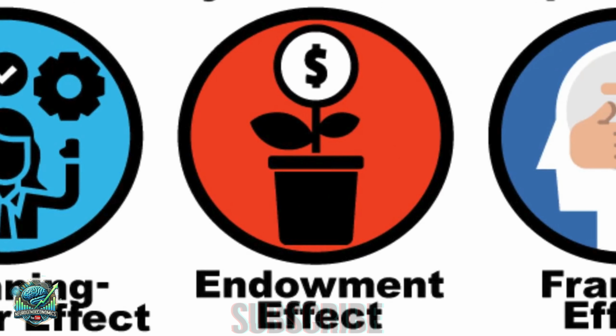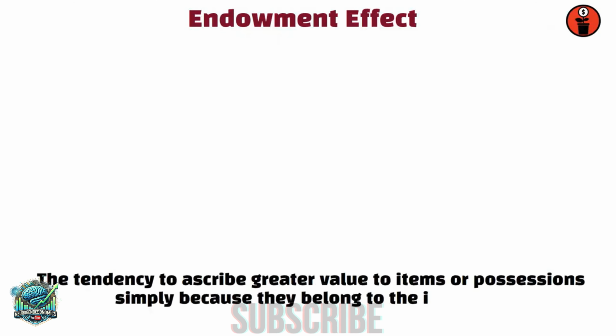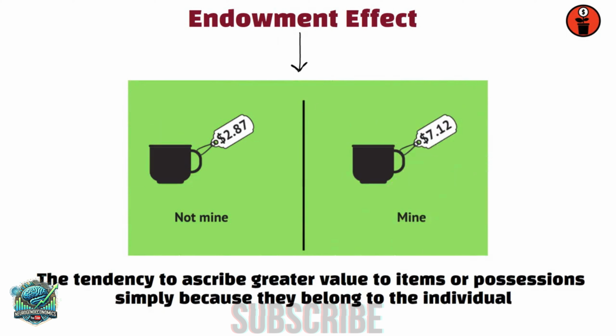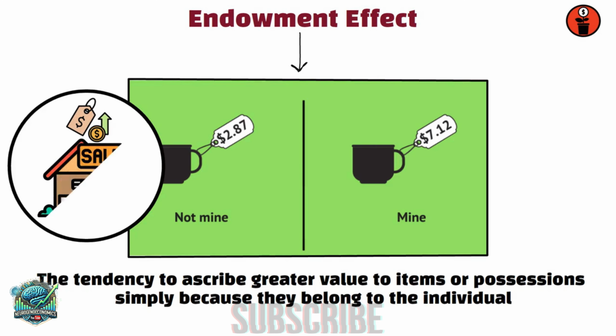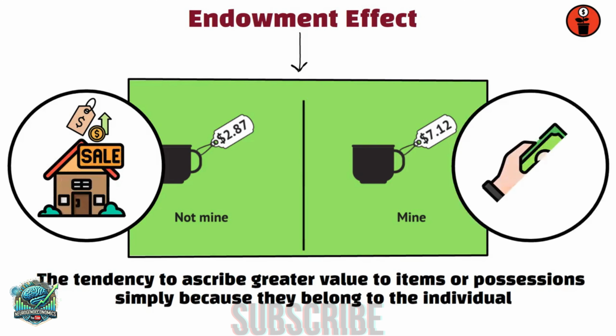Endowment effect. The endowment effect is the tendency to ascribe greater value to items or possessions simply because they belong to the individual. People tend to demand a higher price to sell an item they own than they would be willing to pay to acquire the same item if they did not own it.